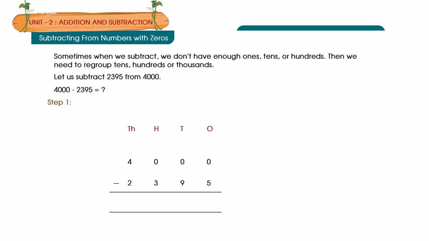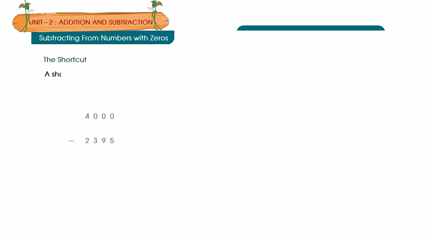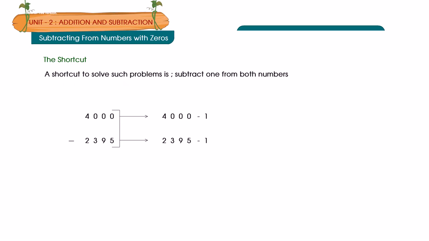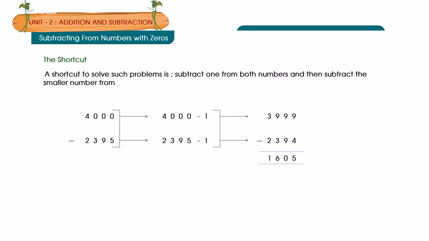Step 1. Regroup thousands. Step 2. Regroup hundreds. Step 3. Regroup tens. Step 4. Subtract. Answer: 4000 minus 2395 is equal to 1605. The shortcut. A shortcut to solve such problems is to subtract 1 from both numbers and then subtract the smaller number from the bigger number.